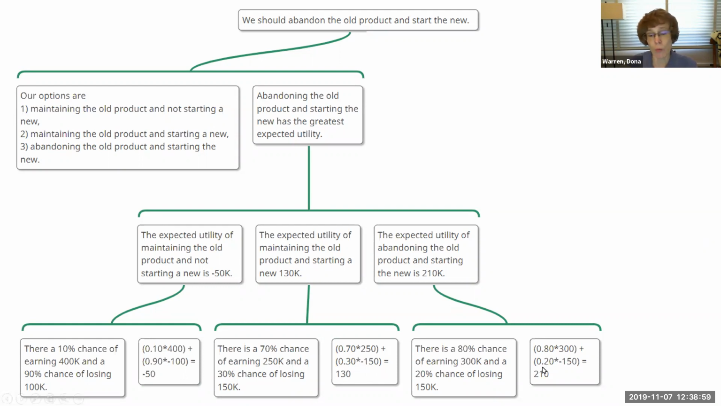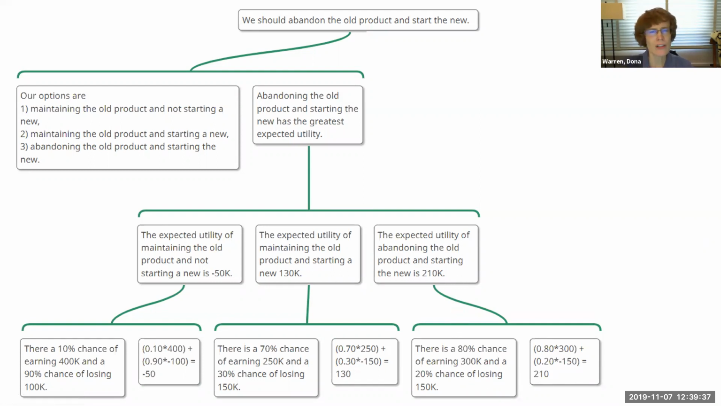But now consider what happens if we just ditch the old entirely. There, because we might have more resources to funnel into this new product, there might be an 80% chance of earning $300,000 a year. And of course, there's always risk. There's a 20% chance of losing $150,000. Adding those numbers up, what we get is an expected utility of $210,000 a year. That's by far the best one, right? So that's what we should do. Do the thing that has the highest expected utility.